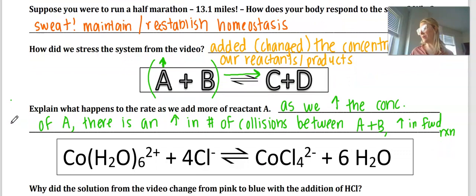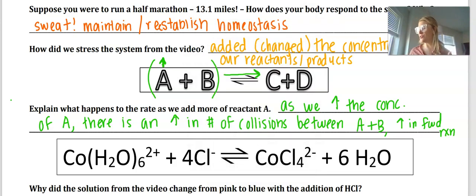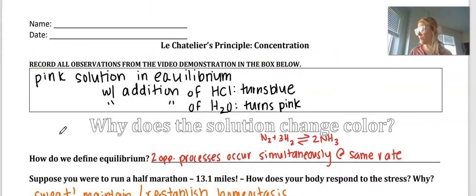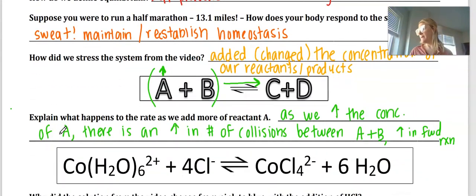So we have here a fairly complex equilibrium system, a very kind of scary equilibrium, but it's not that bad. We just have two complex cobalt ions. Cobalt is Co, so those two scary looking ions, the Co(H2O)6 2+ and the CoCl4 2-, those are your complex cobalt ions, and we have chloride and water. Thinking back to what we had seen, addition of HCl turns it blue, addition of H2O turns it pink.